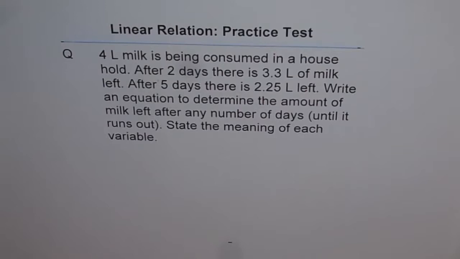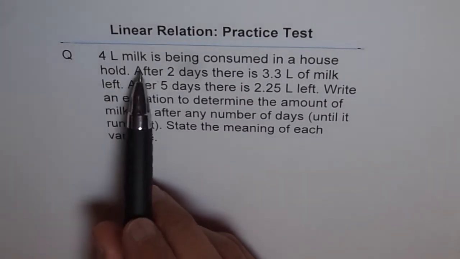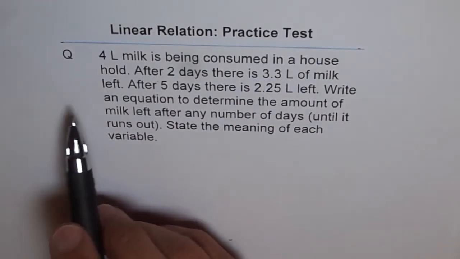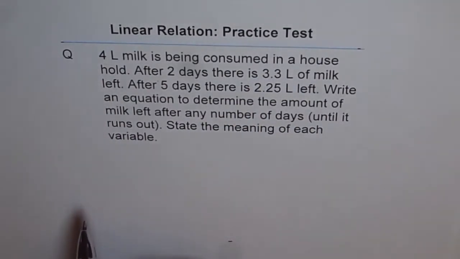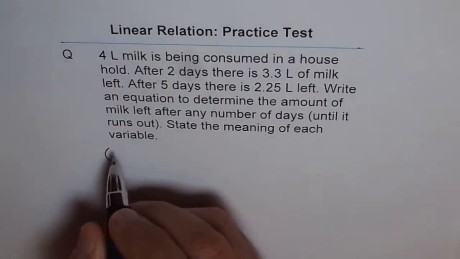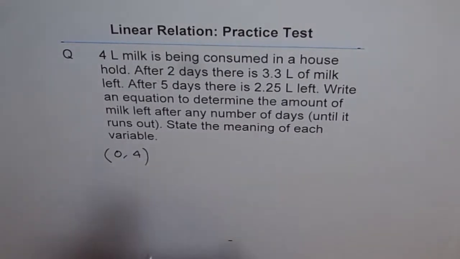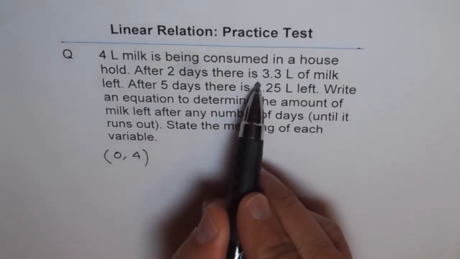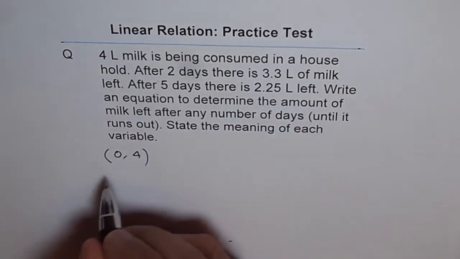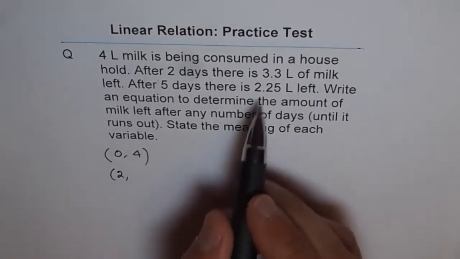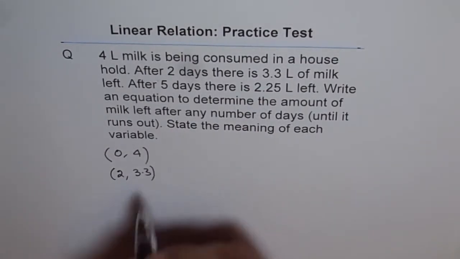One approach is, we have the independent variable as time, since with time milk is being consumed and the time units are in days. When we say 4 liters of milk is being consumed in a household, that means to start with we have 4 liters of milk. So to start with, the time is 0 and the quantity of milk is 4 liters. After 2 days, there is 3.3 liters of milk left. So when time is 2 days, we are left with 3.3 liters. Correct?